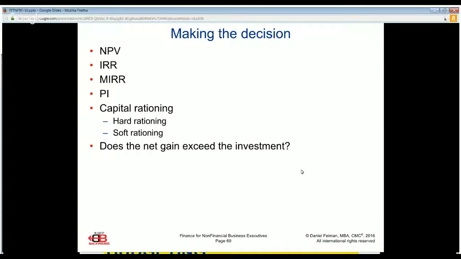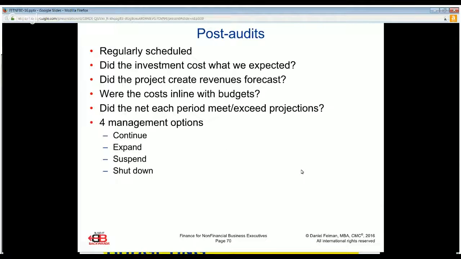The basic question, the bottom line is, does the project meet or exceed our targets? If it does, we will generally attempt to pursue it within the limitations we have. If it does not, then the general rule is we'll reject it. So that is what we do up to the point of making the decision on the projects and investing.